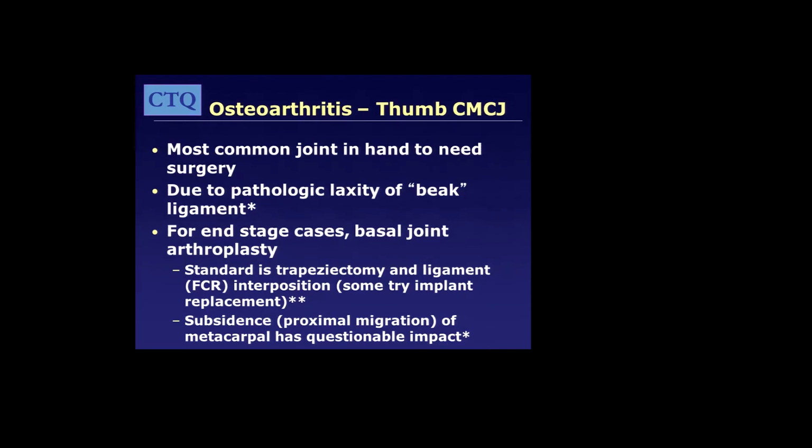Thumb CMC joint arthritis is the most common joint in the hand that requires surgery for arthritis. This is due to pathologic laxity of the primary stabilizer, which is the volar beak ligament. Treatment includes splinting, anti-inflammatory medication, corticosteroid injections. In cases that fail and have significant symptoms, then surgery can provide relief. All surgical interventions involve trapeziectomy, and there are variants including nothing else, or adding a pin, or adding a tendon reconstruction.